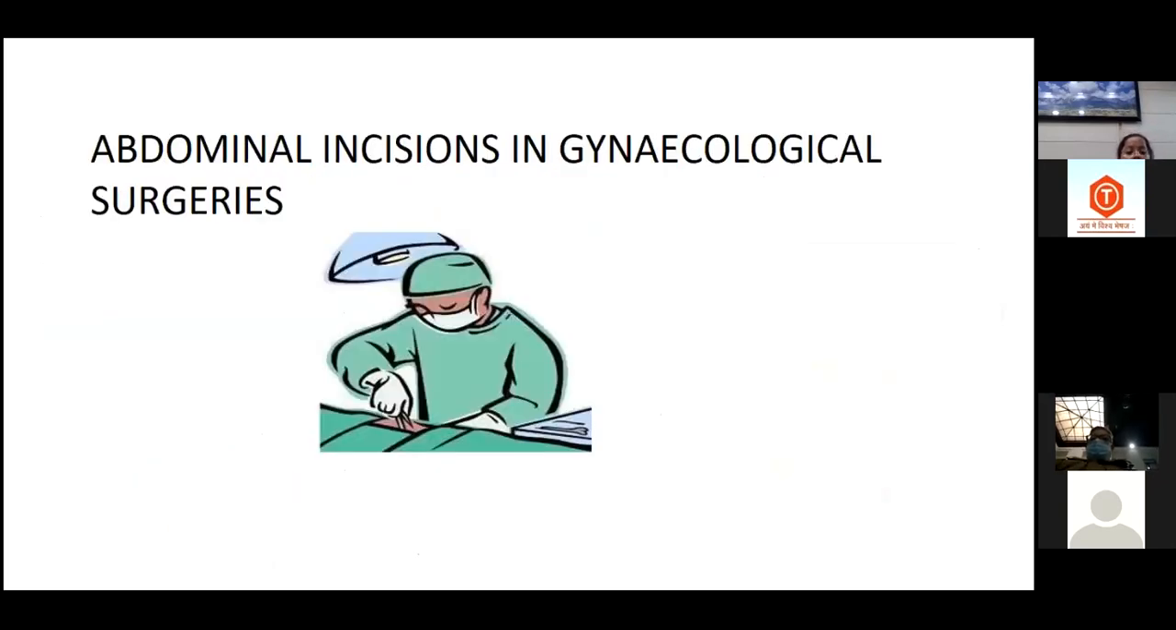Now, coming to the abdominal incisions in gynecological surgeries. The first successful abdominal operation was performed by McDowell in 1809. Earlier, the abdominal incisions that were used were longitudinal incisions as they were easy and the entry was rapid, and they avoided the transverse incision because they were more time consuming, and the fear was that transection of rectus muscle would leave a defect because of the retraction of muscles.